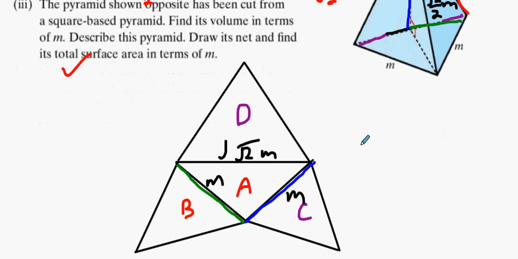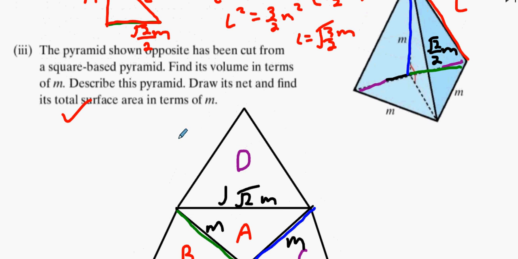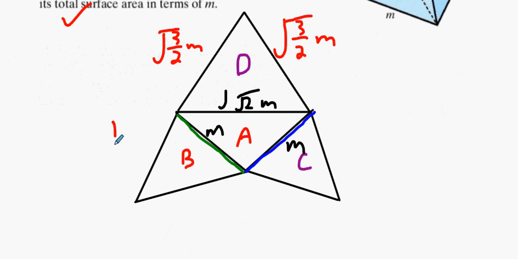Oh God. Now, what does that mean? That's root 3 over 2m, root 3 over 2m, root 3 over 2m. Does it want me to get the entire area?